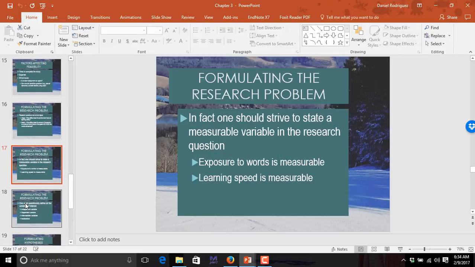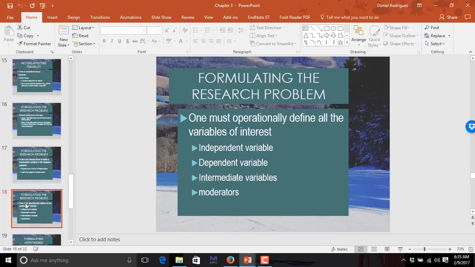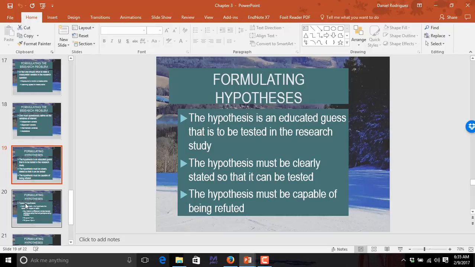So you want to make sure that you are extremely clear when you're operationally defining your variables. Generally, as you know, we have independent variables and dependent variables, and we'd like to specify those as clearly as possible. We may have other variables as well. As you know, we could have intermediate variables, which are those mediators, or we could have these moderator variables. If we have those, we have to specify them as clearly as possible within our research question.